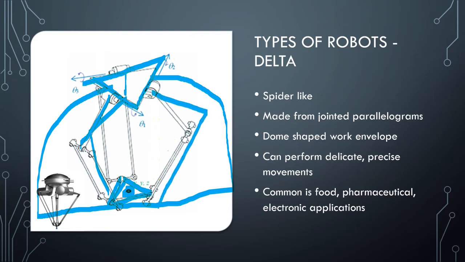You're not just relying on one arm, but you have the preciseness and the support and the structure of all 3. And so you can perform really precise and delicate movements with this type of robot. Because of that, this is commonly used in food applications, pharmaceutical applications, and electronics where we need that level of precision.